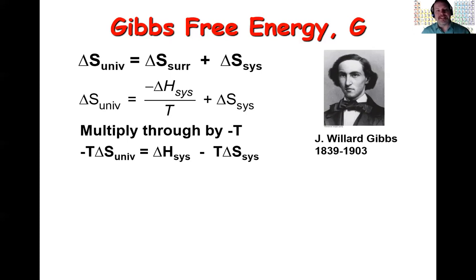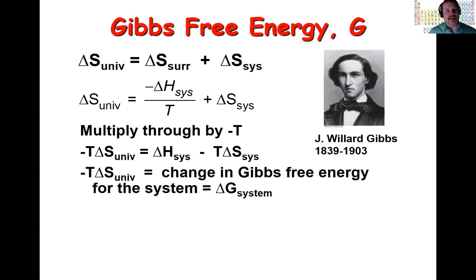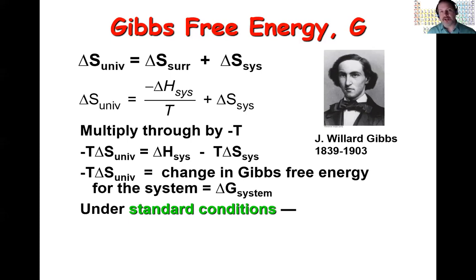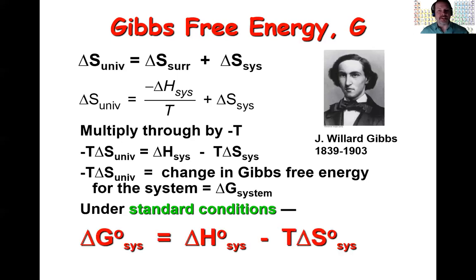Then negative T times the entropy of the universe was replaced with a new symbol, just called delta G, for Gibbs. So now we're going to be using this delta G term instead of the delta S of the universe. A couple of important changes in this new equation we need to think about. But here is the Gibbs free energy equation, and there are some great things that we learn from this that we may not have gotten from the other iteration of the second law of thermodynamics.